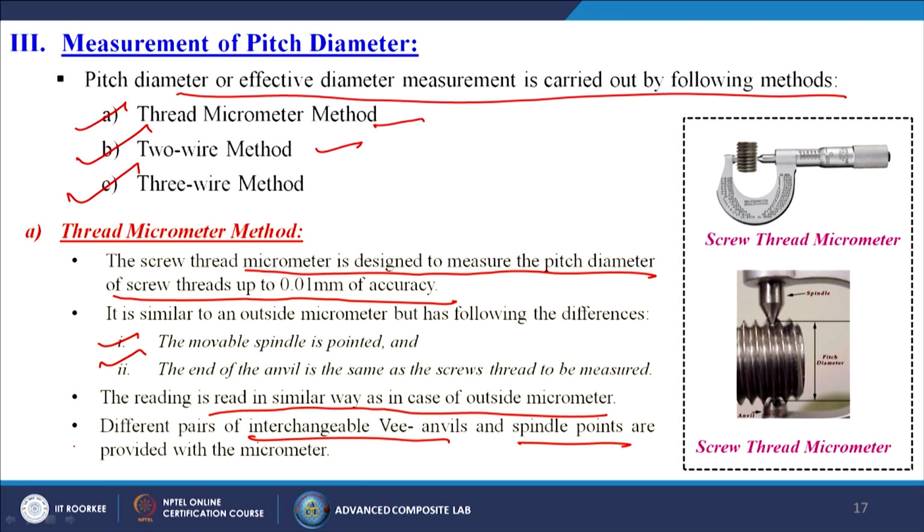So, here in this particular case you can see that is known as the supporting anvil. This is the pitch diameter over there and this is the spindle, and if you see carefully, that spindle has a very sharp point, so it can go up to that pitch diameter.